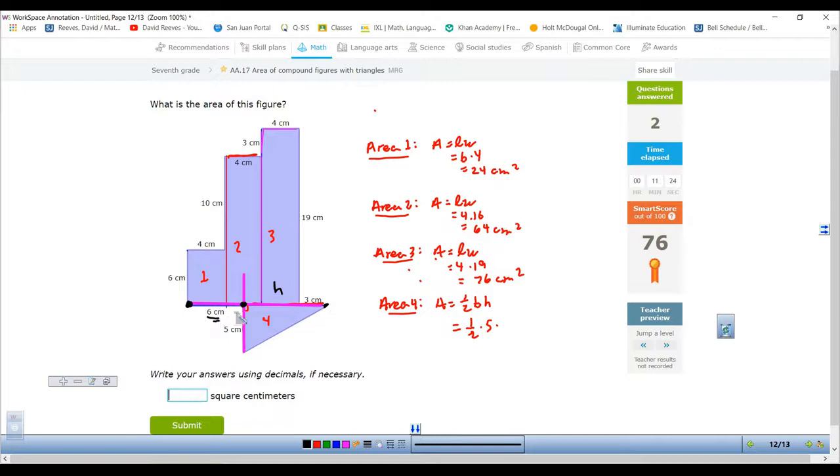Okay, so from there to there is 6. We know from there to there is 3. What about from there to there? Hmm. Well, I know from there to there is 4, right? So that helps me. Do you guys see what I'm saying? From there to there is 4. From there to there is 3. But what about this little piece in here? What can I do here?